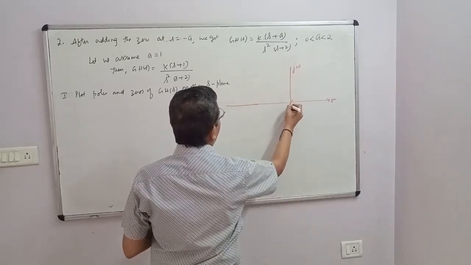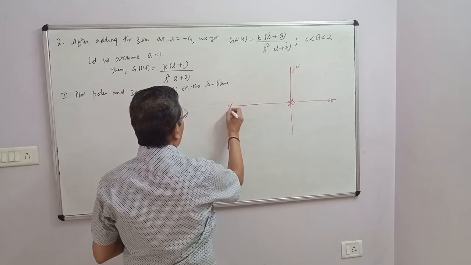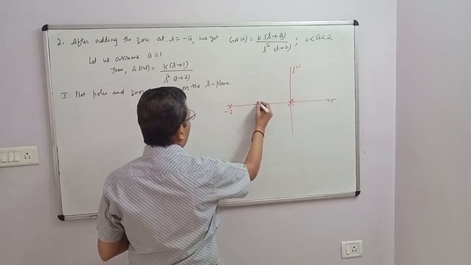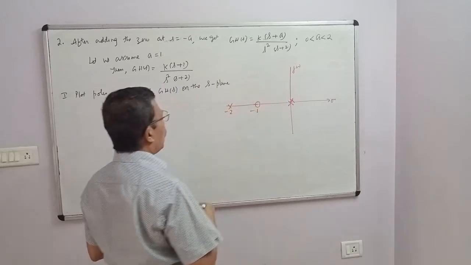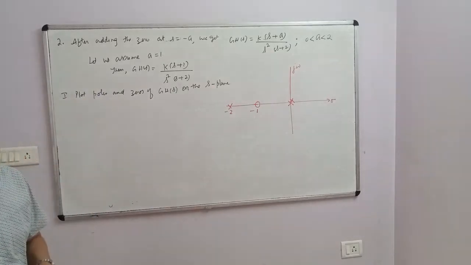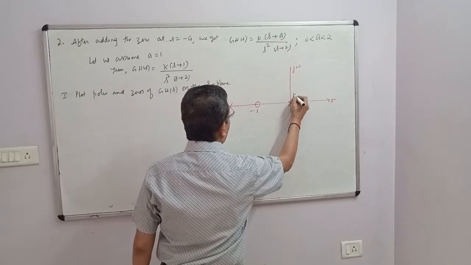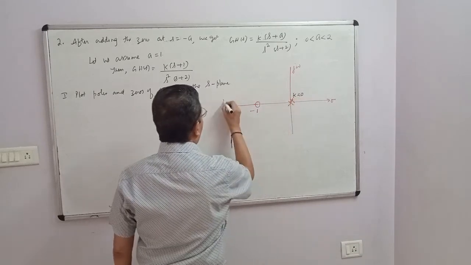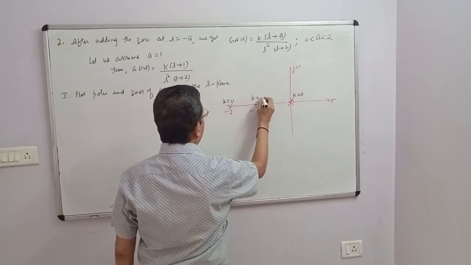We have two poles at the origin, the other pole is at -2. In this case, we have got a 0 at -1. Where poles are there, you write k equal to 0. And where zeros are there, you write k is equal to infinity.